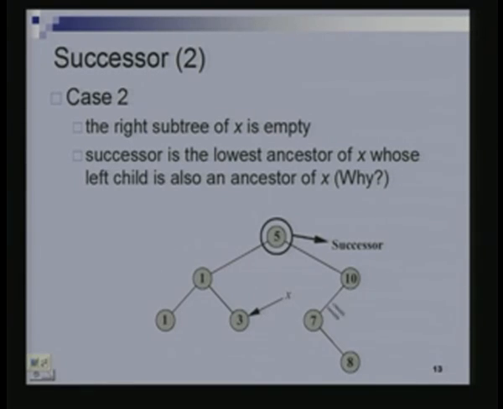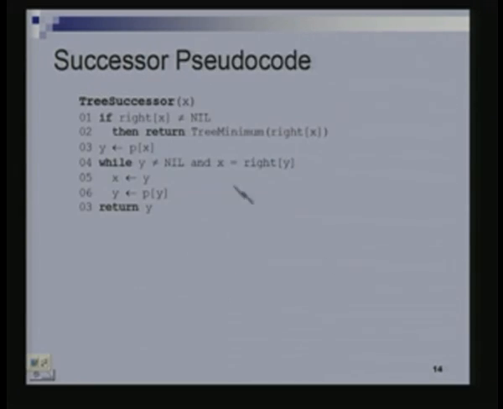So for instance, if I were looking for the successor of 8, I would go up like this and this. This is the first time the node is a left child of its parent, and so I stop here. So that's what we are doing here. Initially y is parent of x, and all we are doing is moving the pointers x and y. So y is parent of x, and then x takes the value y and y takes the value of parent of y, so that it moves one step ahead.